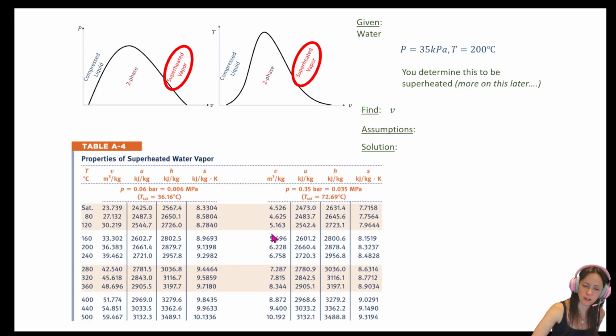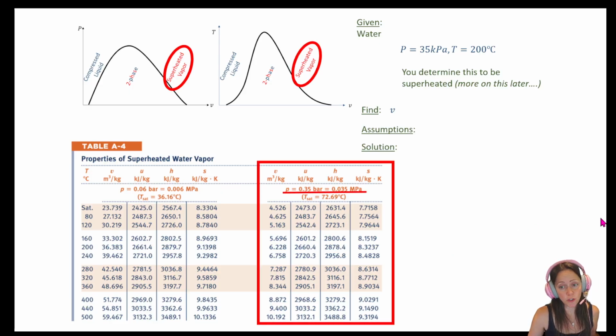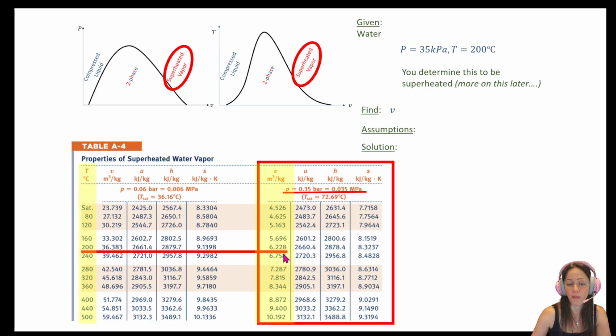All right, so we need to figure out our specific volume. I figure out that it's superheated, and I go to my superheated tables. So I'm going to A4 because we're in SI units, not English units. So A4, not A4E. And then I would just go to the box that corresponds to 35 kilopascals, or 0.35 bar, or 0.035 megapascals. Okay. And then I would just read off at 200 degrees what the corresponding specific volume is. So easy peasy, 6.228 meters cubed per kilogram.